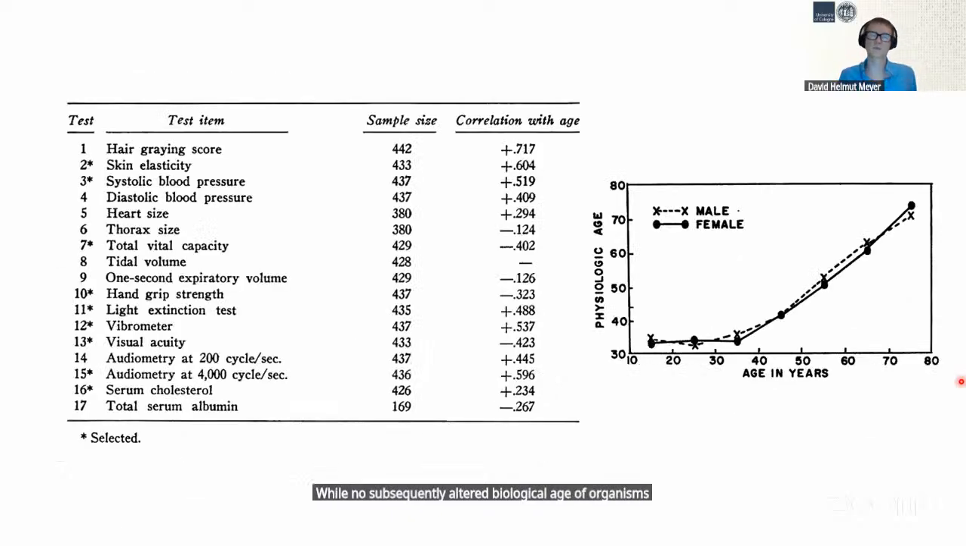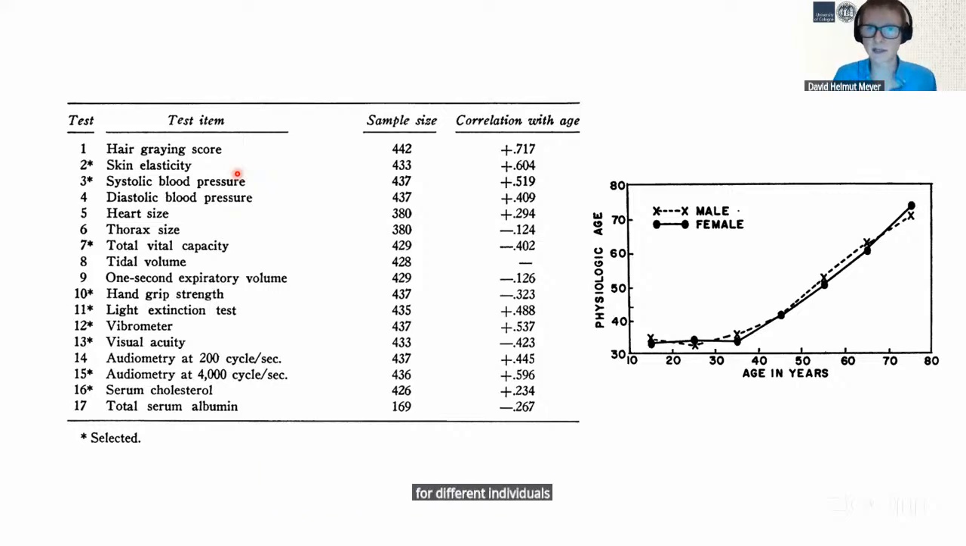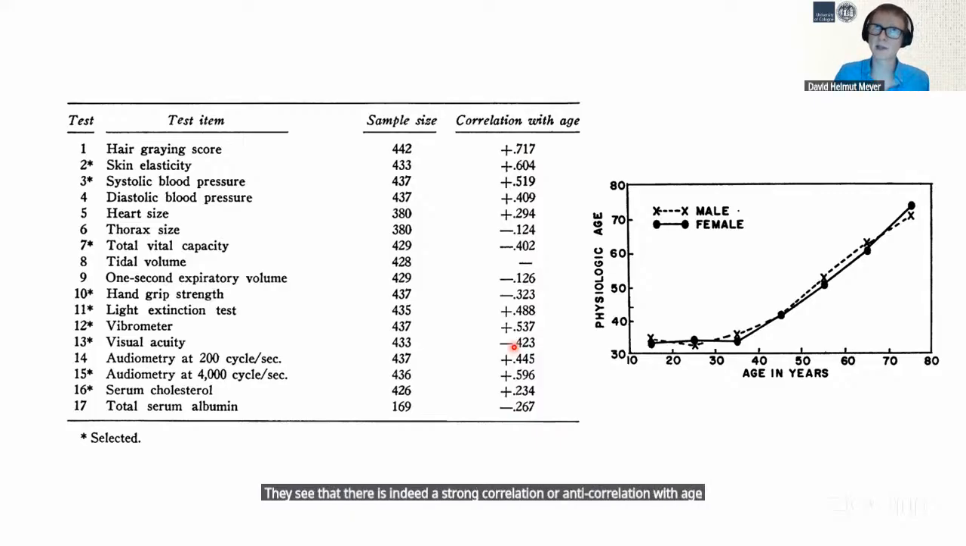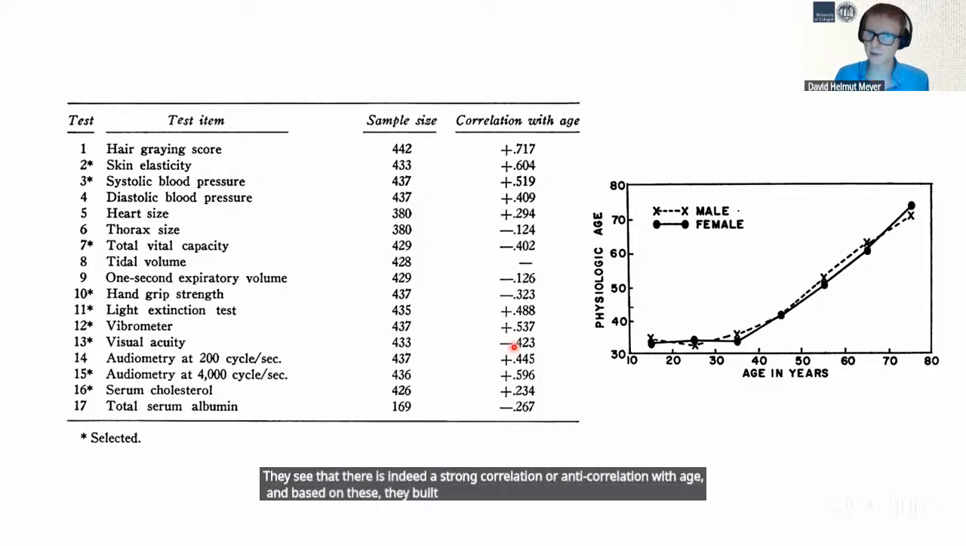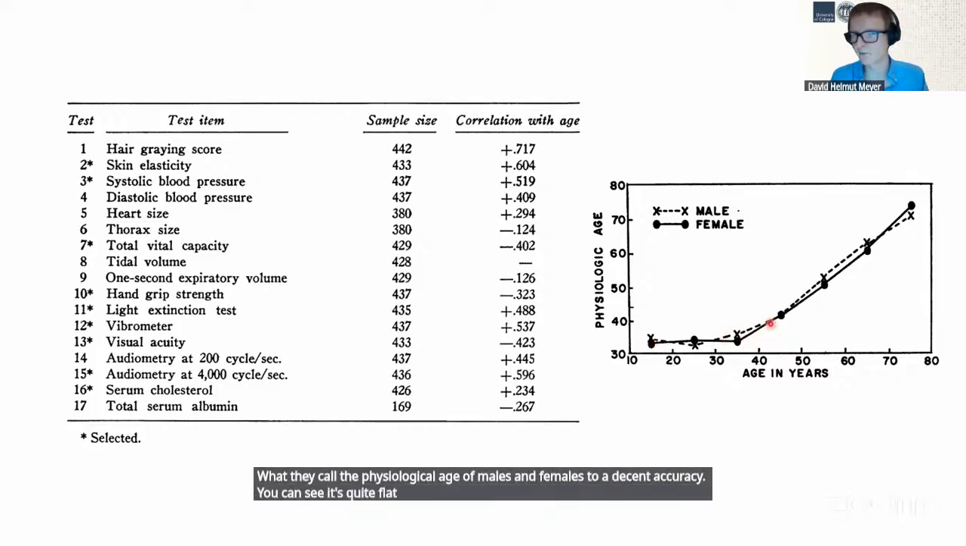And this group tried the first real aging clock, I would say, and they measured different biomarkers from hair graying to skin elasticity, grip strength, but also blood pressure and so on, for different individuals. They see that there is indeed a strong correlation or anti-correlation with age. And based on these, they built the first aging clock based on a linear model that was able to predict what they call the physiological age of males and females to a decent accuracy. You can see it's quite flat until the age of 35, but afterwards, the accuracy really kicks in.